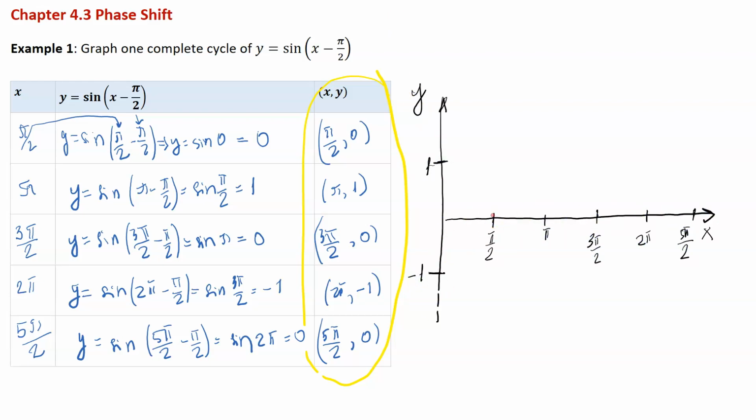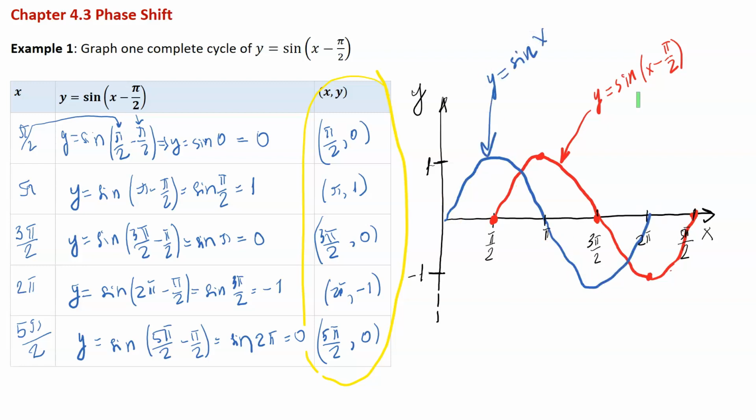First point, pi over 2, 0. Second, pi, 1. Third point, 3 pi over 2, 0. When x is 2 pi, y is negative 1. And 5 pi over 2, 0. Let's connect the points. This is the graph of y equals sine of x minus pi over 2. I'm also going to draw the graph of y equals sine x, so we can compare the two graphs and see what changed.